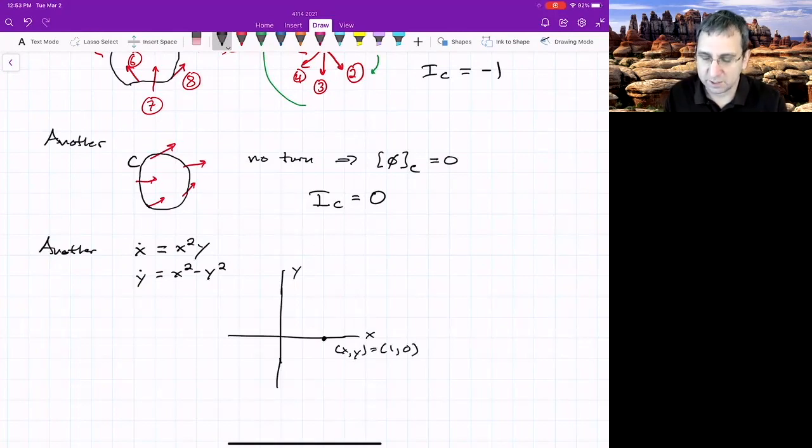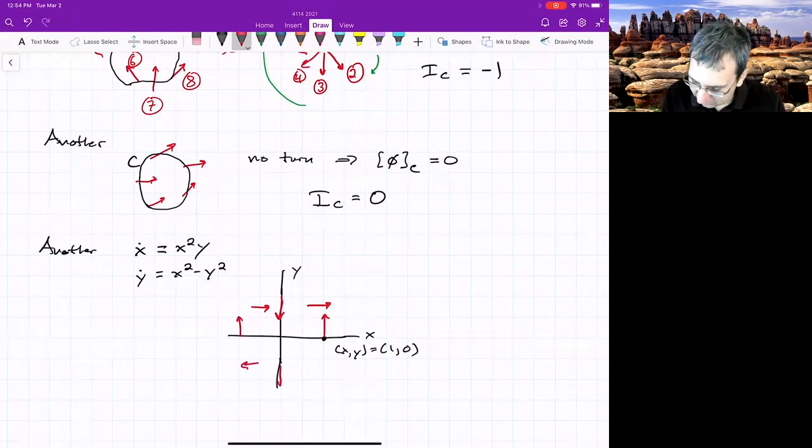We get a vector that's pointing just straight up. And then if we pick other points, we find it somewhere that's going that way. And then at (0, 1), so along the y-axis, we'll get an arrow pointing down. And then over here, we get something pointing again to the right. And over here, a vector pointing up. Down here, something to the left. Then pointing down, and then pointing to the right.